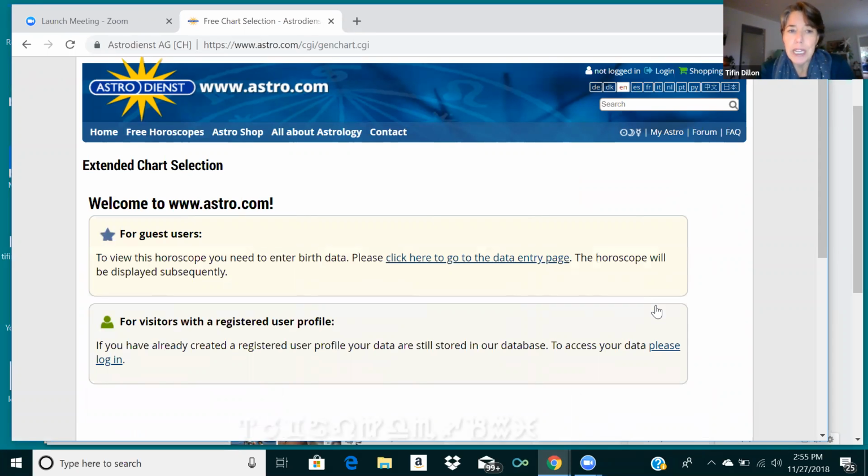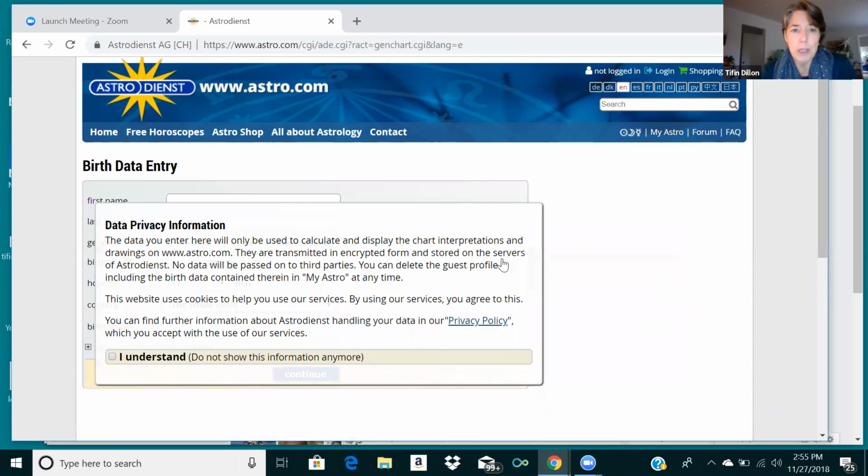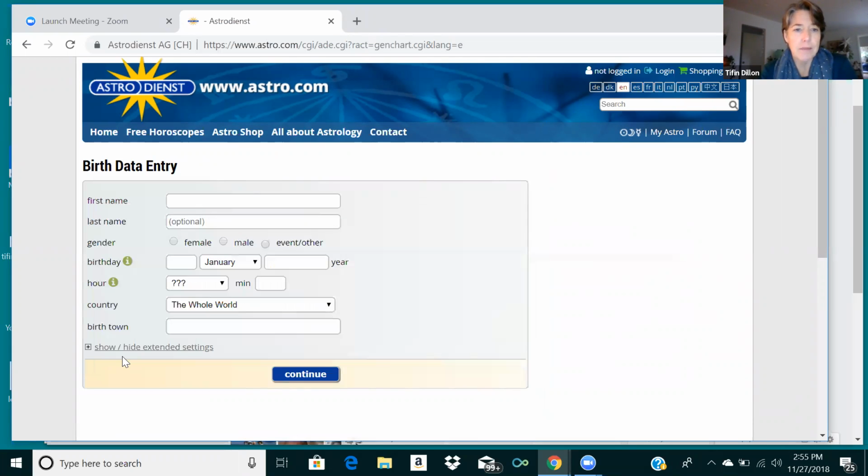And you have an opportunity here to create a registered user profile. Really just need an email address, but I'm not going to go through that since I do already have my account. I'm going to do this as a guest user, and you can do this as a one-time opportunity as well. Knowing that your data will only be used to calculate and display your chart, you need to give permission for that. And now we're here with birth data entry.